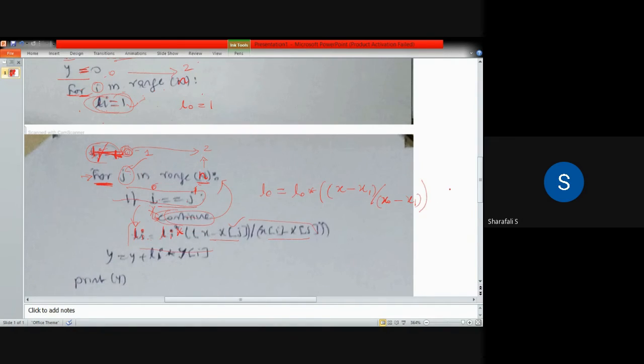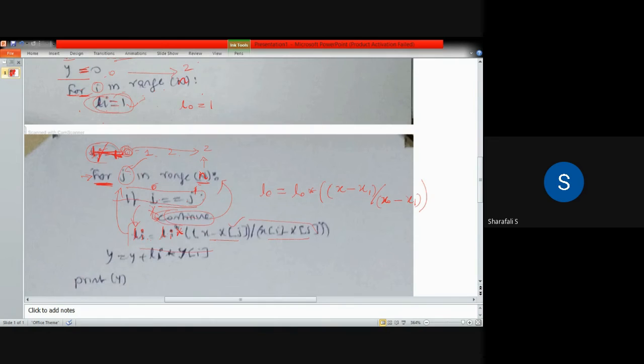So this is the first term, L0 into this term. And this is not all. In the next case, it will go to this for loop again. J will be incremented by 1, and it will become 2, as you know, 0, 1, 2, and this loop continues.